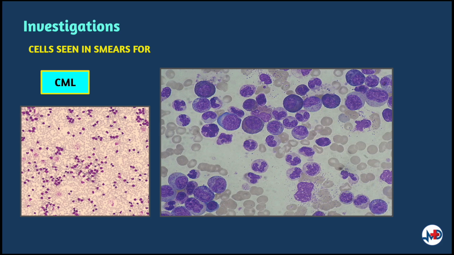and associated with basophilia, with a spectrum of myeloid cells of varying maturity. Prominent circulating cells are neutrophils, metamyelocytes, and myelocytes. Eosinophils and basophils are also seen but not specific for CML. Platelets are often abundant too. A small proportion, about 5% of myeloblasts, may be seen on peripheral blood.